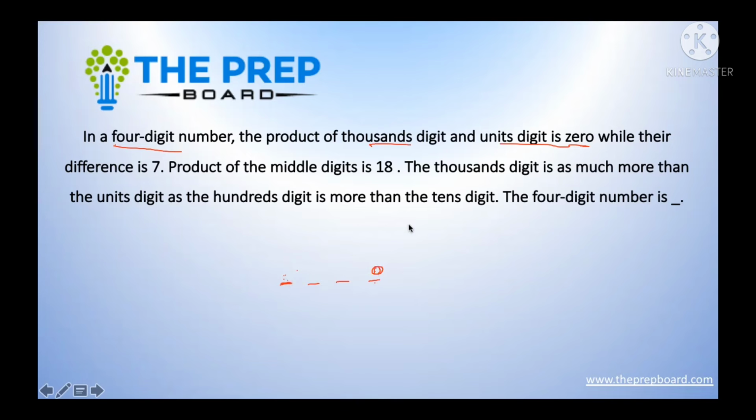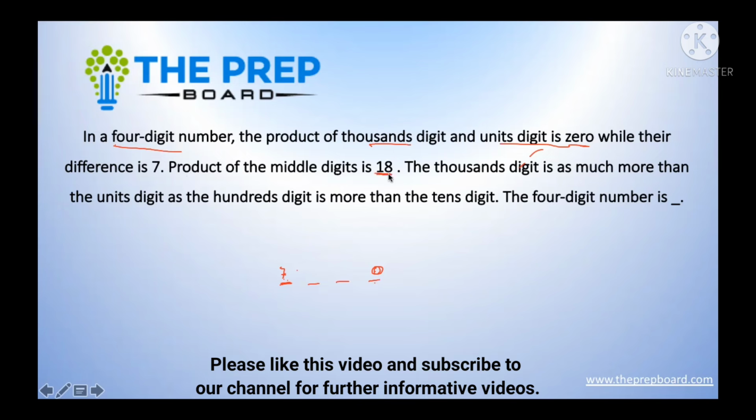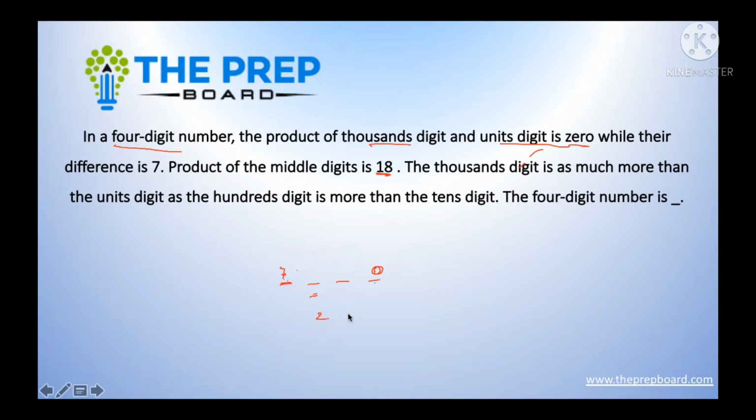This we don't know anything. While their difference is 7, so it means this has to be 7. Next, the product of the middle digits is 18. So the middle digits' product is 18 means there are only 2 possibilities, either 2 and 9 or 3 and 6, and their order might be different, 9, 2 and 6, 3 as well.